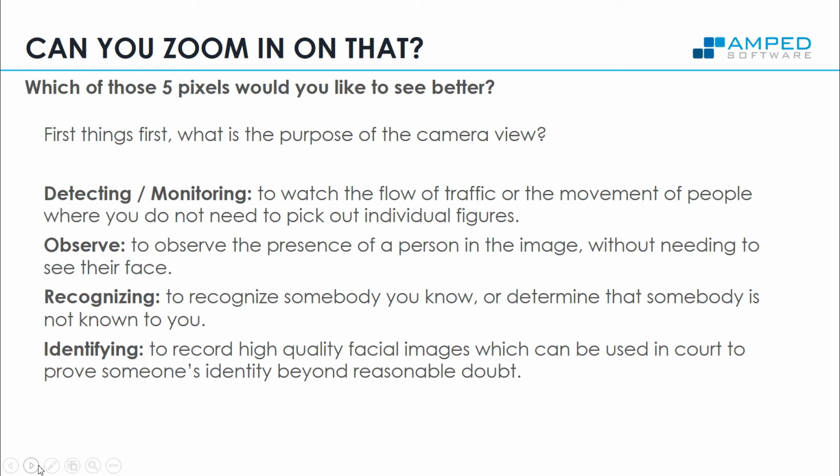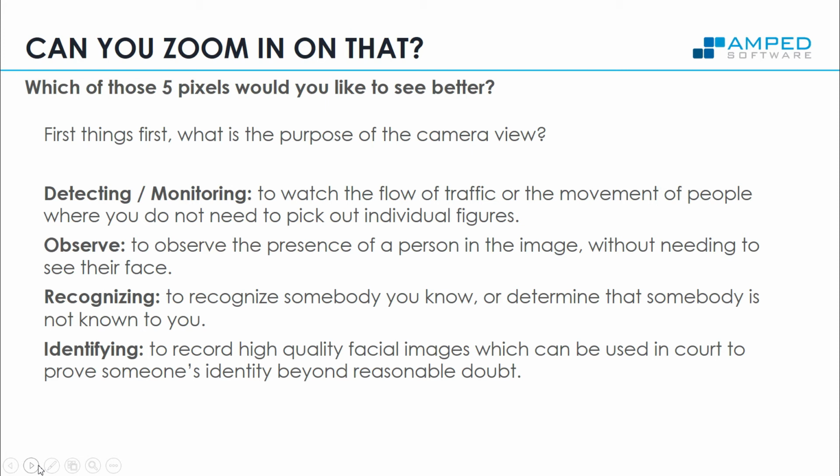The observational view gives me the presence of people, right, without needing to see their face. That's good for counting heads. How many people do I have in the queue at the grocery store? And so I can call 3 as a crowd and get more staff. Recognizing is a slightly tighter view, right? Somebody that I know, somebody that you'd be able to look and say, oh yeah, that's him. That's the person that I know.